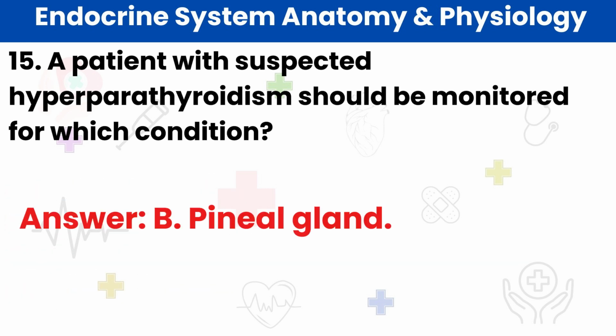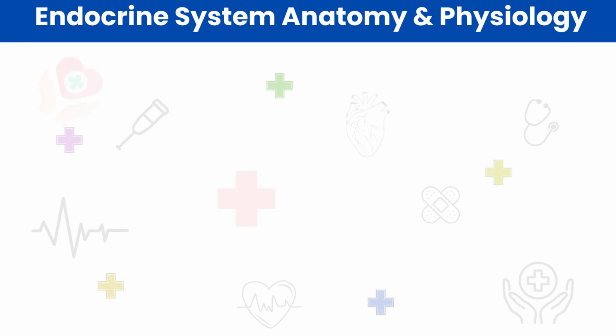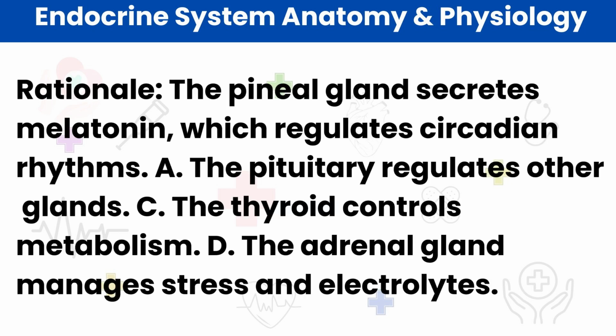Answer: B. Hypercalcemia. Rationale: hyperparathyroidism involves excess PTH, leading to increased blood calcium, hypercalcemia. A. Hypocalcemia is seen in hypoparathyroidism. C. Hypoglycemia is unrelated. D. Hypernatremia is not a primary concern.